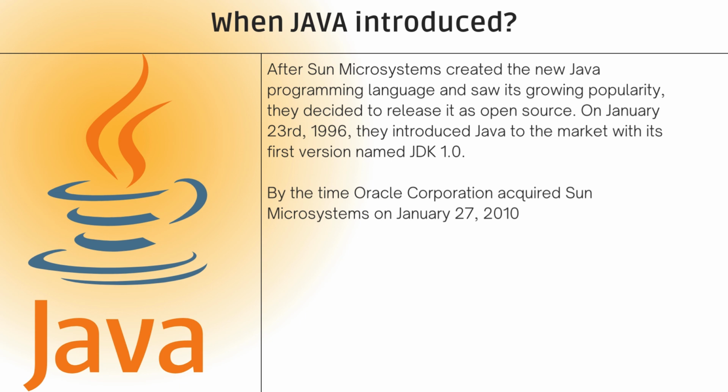People came to know that Sun Microsystems created a new programming language, Java, and its popularity grew in the market. After that, they decided to introduce the Java language in the market as open source on 23rd January 1996, with its first version named JDK 1.0. Later, Oracle Corporation acquired Sun Microsystems on January 27, 2010.